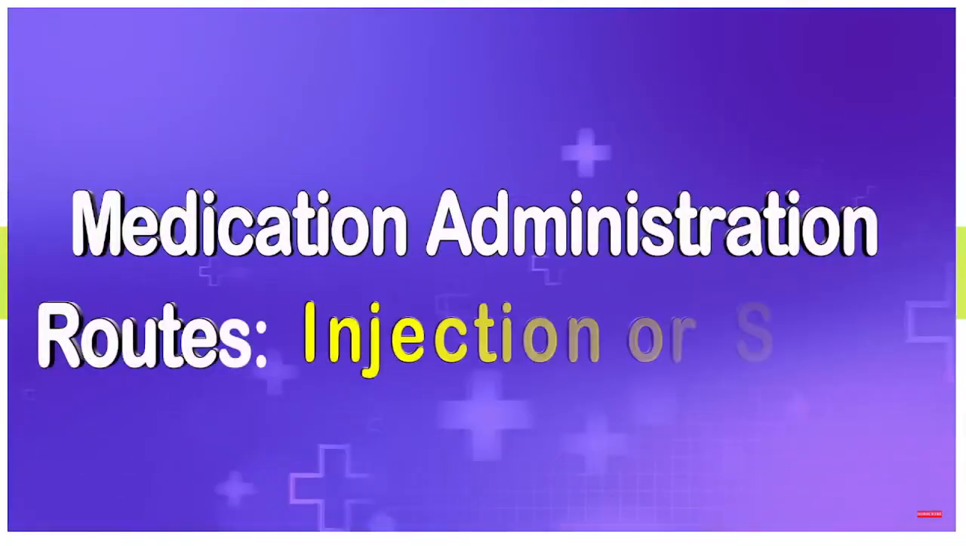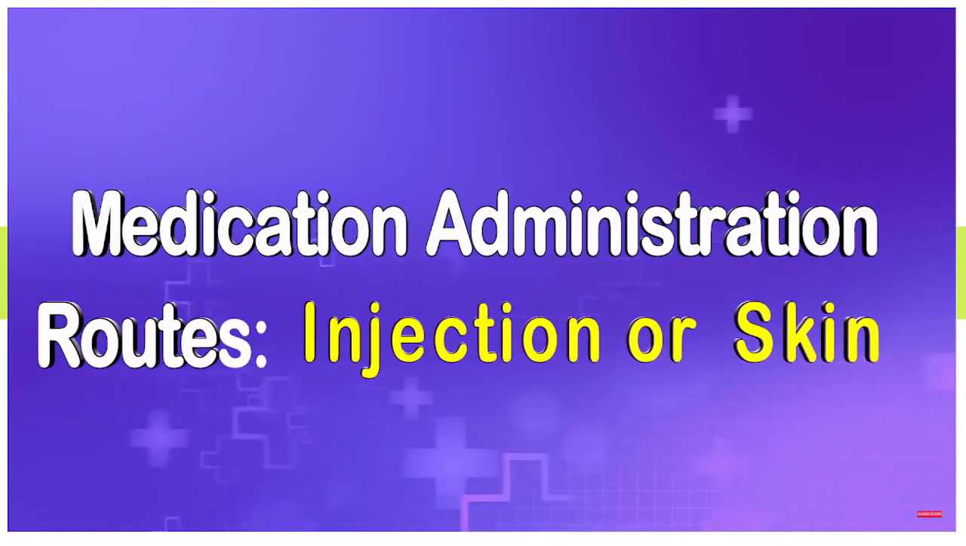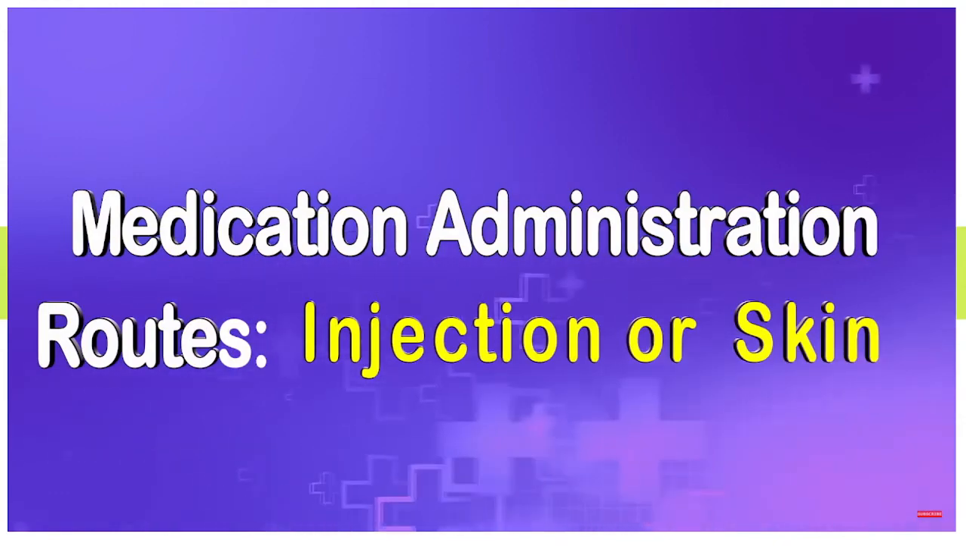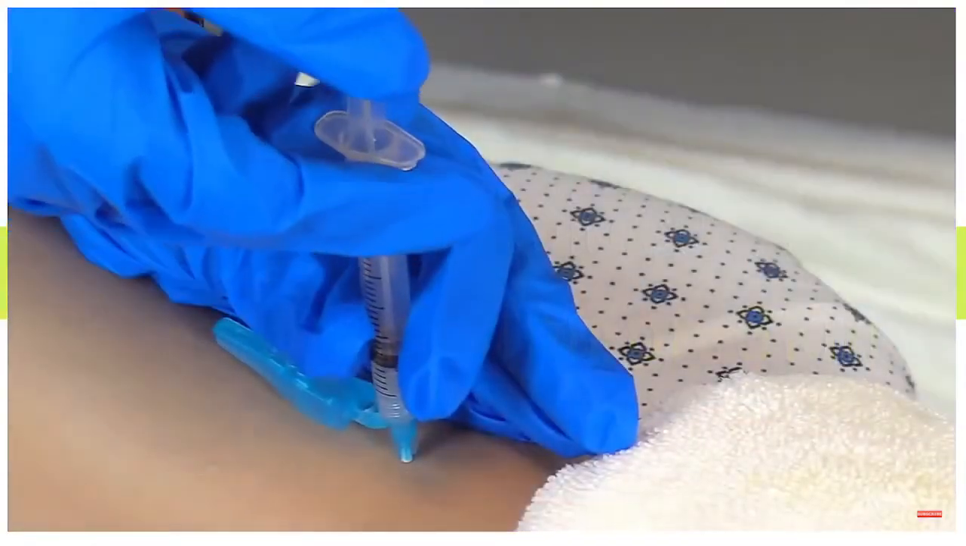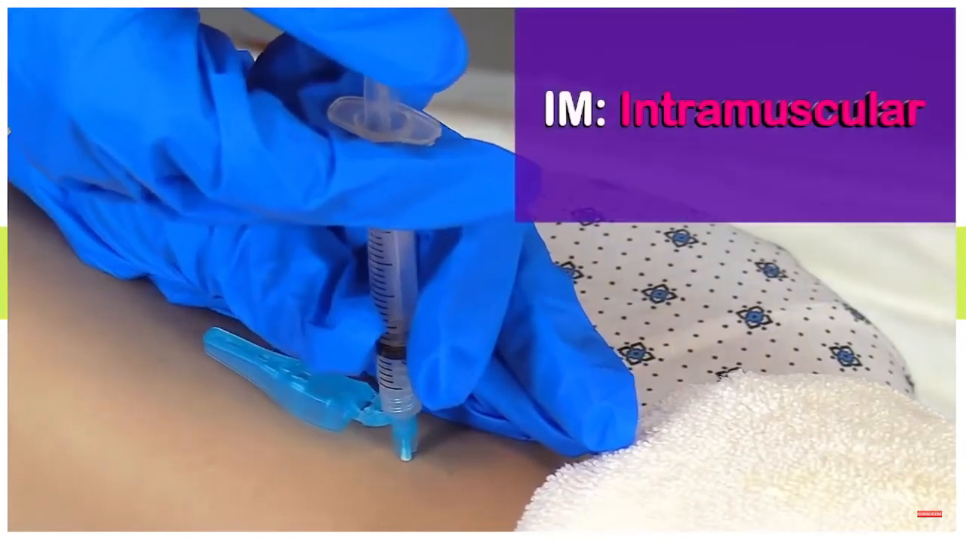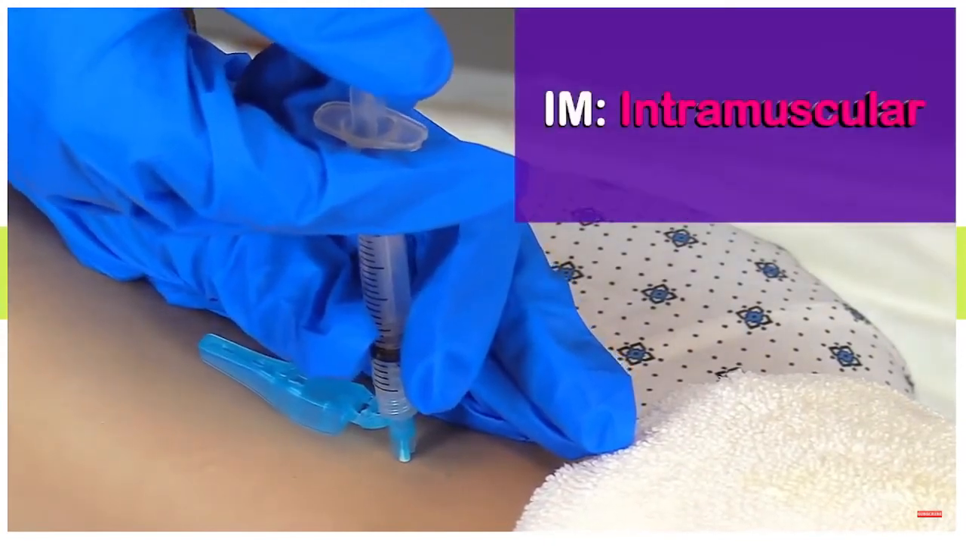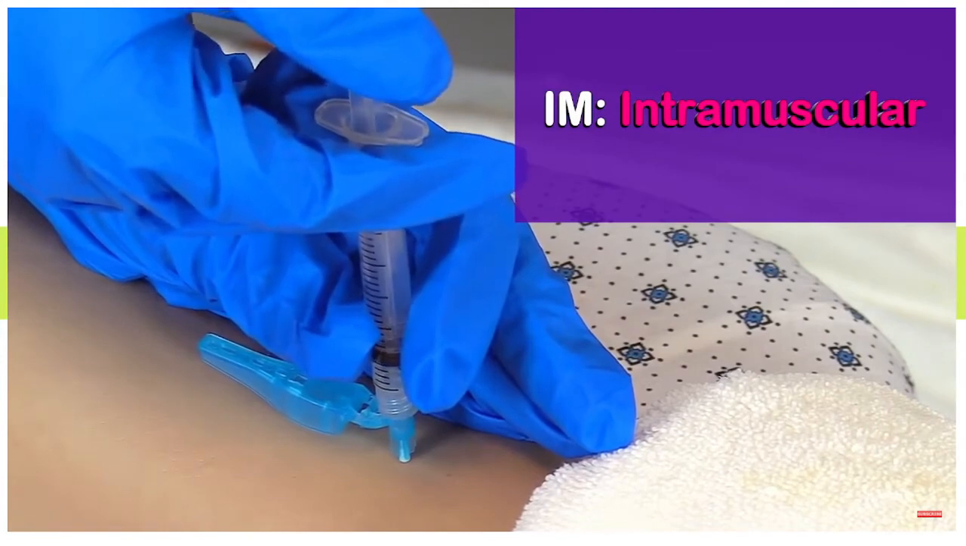Now let's talk about medication administration routes that use an injection or the skin to deliver medication to a patient's body. One way we can deliver medication is through the IM route. IM stands for intramuscular, and we give many vaccines, even some types of antibiotic and hormone therapy through the muscle.